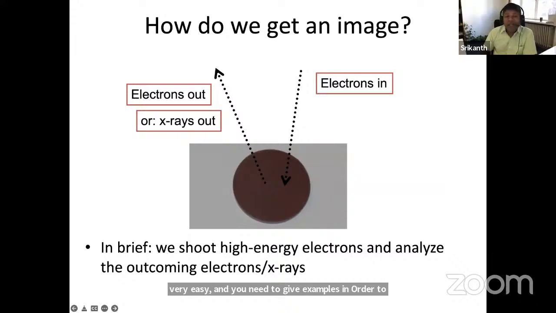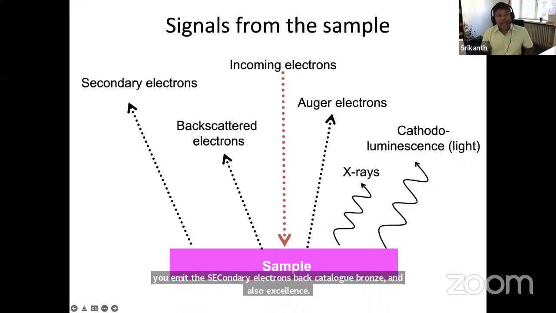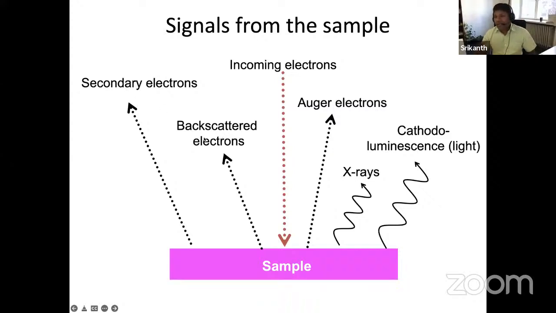And the technique is also very simple. It's exactly the same that the electrons use. The electrons will come and hit the sample, and the electrons will go out. So you see what are the different electrons that are coming and hitting the sample and what are emitted. So these are the incoming electrons that hit the sample. And you emit the secondary electrons, backscattered electrons, and also X-rays. Most importantly, you get the secondary electrons and backscattered electrons. This will be caught by a detector. There you can get an image.